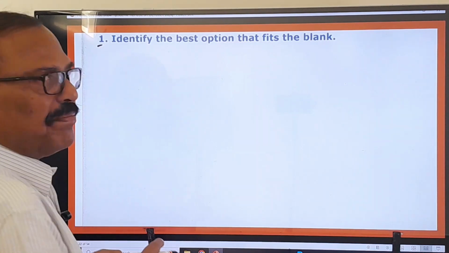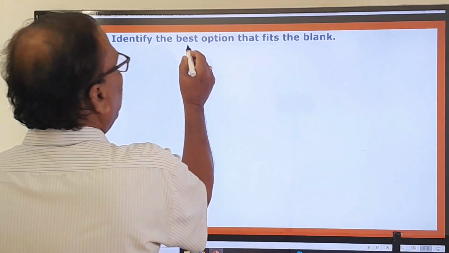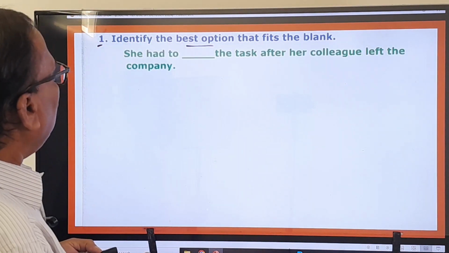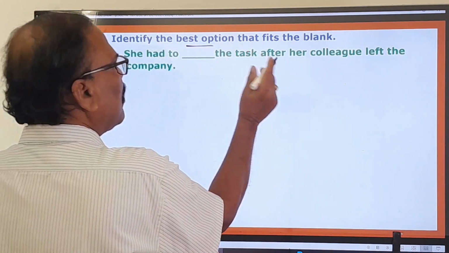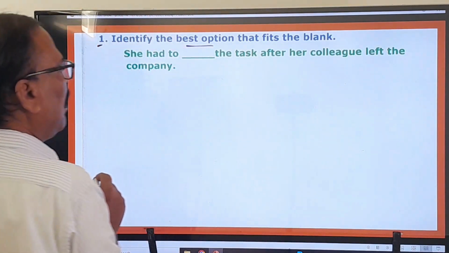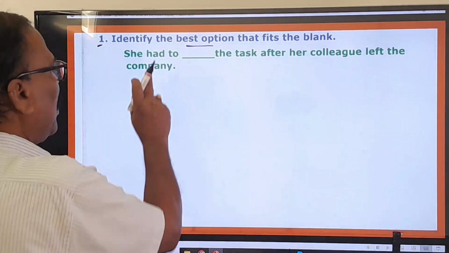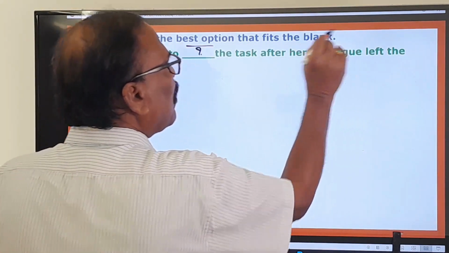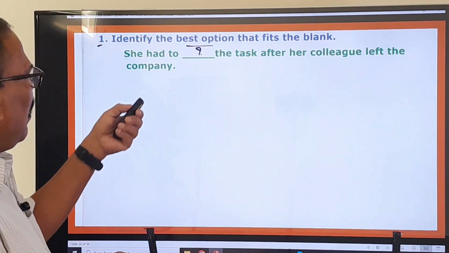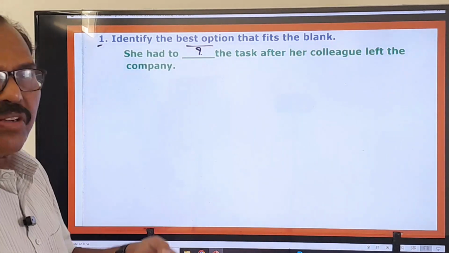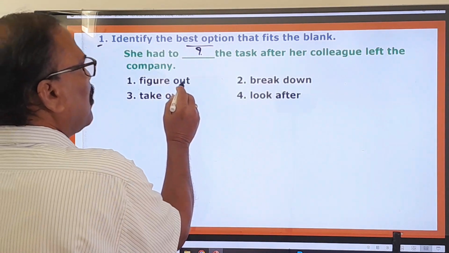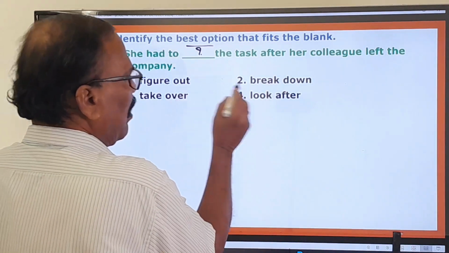First question. Identify the best option that fills the blank. What is the question given? She had to dash the task after her colleague left the company. Some dash is given here. And to fill in this blank, what are the options given by the examiner? Let us see that here. Figure out, break down, take over, look after.